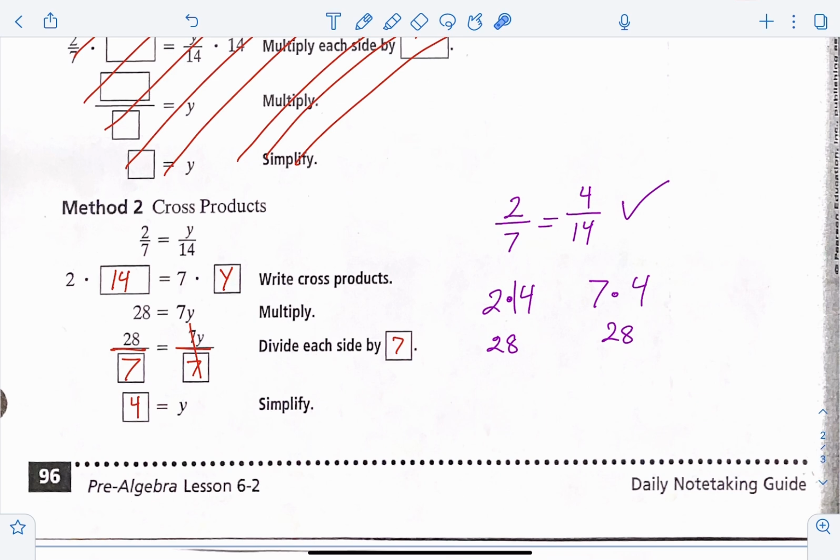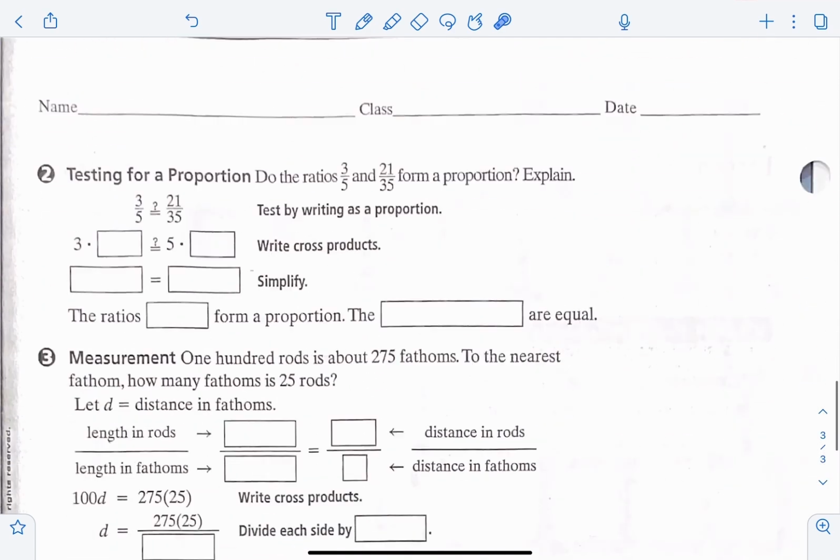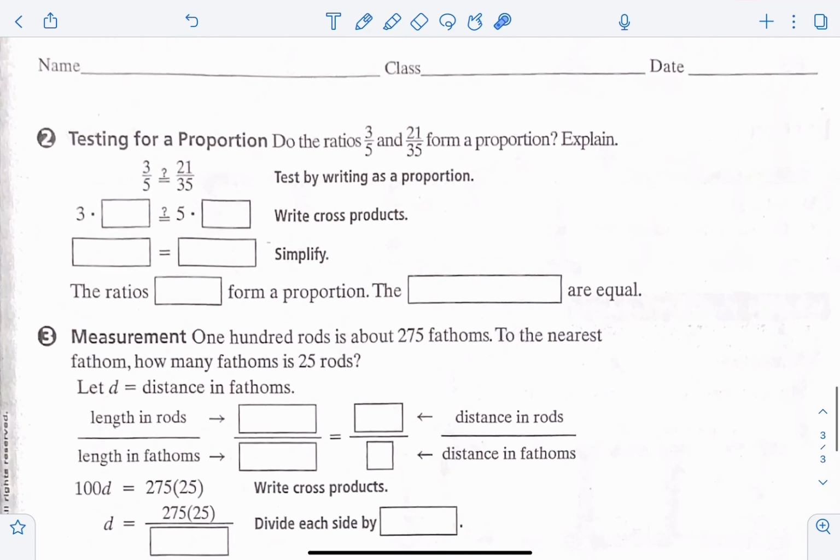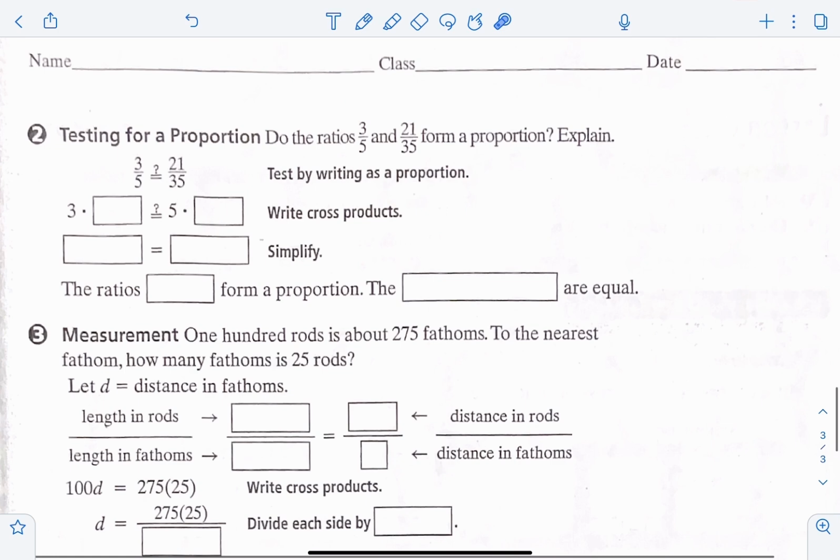Okay, when you are ready, go ahead and flip your page. Part of it's going to be solving for the missing number like we just did, and part of it's going to be, is this a proportion? Like, are these two fractions proportionate?